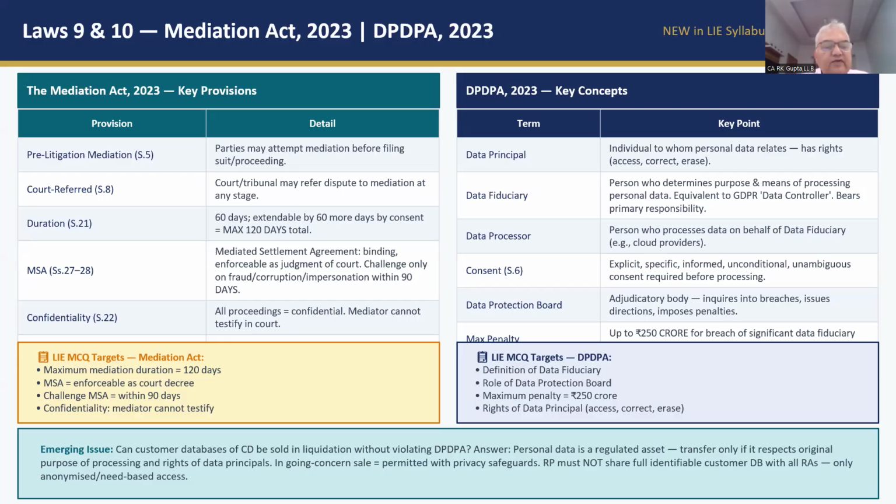The duration as per section 21 is 60 days, and it is extendable by 60 more days by consent, maximum 120 days total for the mediation to take place. Mediated settlement agreement, which is covered under sections 27 and 28, is binding and enforceable as a judgment of the court, and it can be challenged only on fraud, corruption or impersonation grounds within a period of 90 days. Regarding confidentiality, section 22 says that all proceedings under the Mediation Act will be confidential in nature and the mediator cannot testify in court.